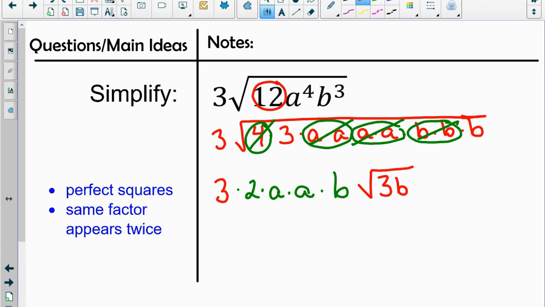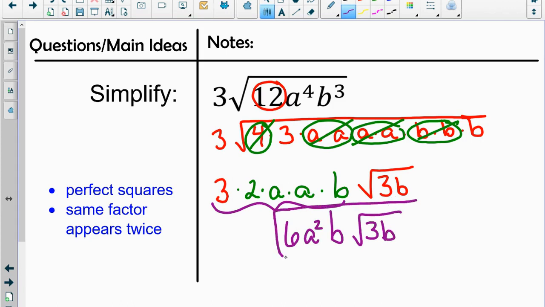So now I've got everything written out. I just need to do a little simplifying by multiplying all this together. Let's see, 3 times 2 is 6. A times a is a squared. And the b. And then the square root of 3b. So 6 times a squared times b times the square root of 3b is the simplified form of that expression.